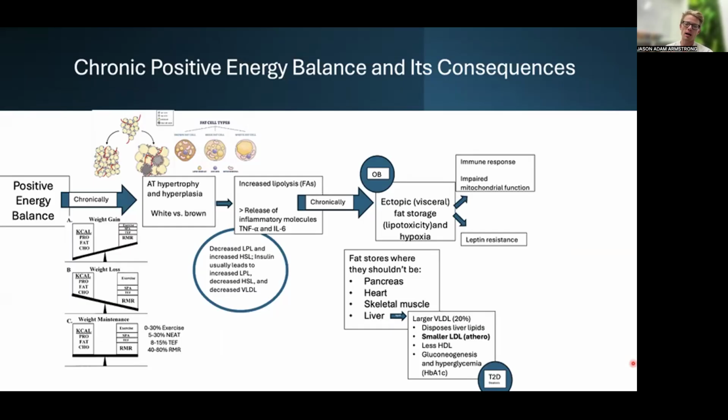You also have an immune response and impaired mitochondrial function, which affects our energy balance as well, right? We talked about even up here, right? Our mitochondrial density increases energy expenditure. So we're actually decreasing energy expenditure with that impaired mitochondrial function as well.